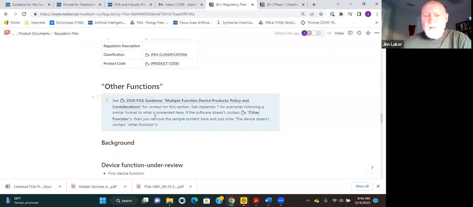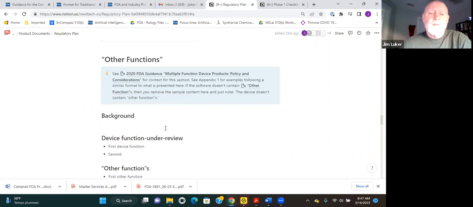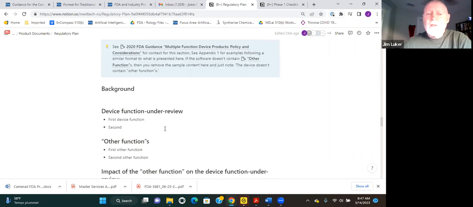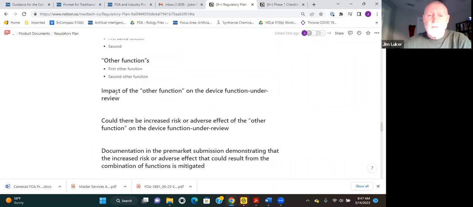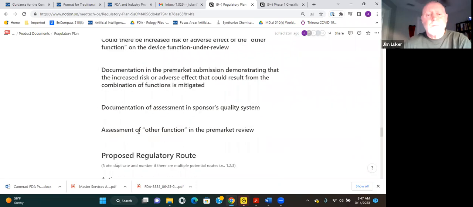FDA has a way now that in an application you say, okay, this is the regulated product or regulated function, and these are the other things. What you do basically is you describe to FDA what the function under review is and then what the other functions are. And FDA cares about the safety and effectiveness of those interactions from the other functions to the medical function. They want to make sure that the other functions don't adversely affect the primary medical function. So there's a series of questions that you'll answer.